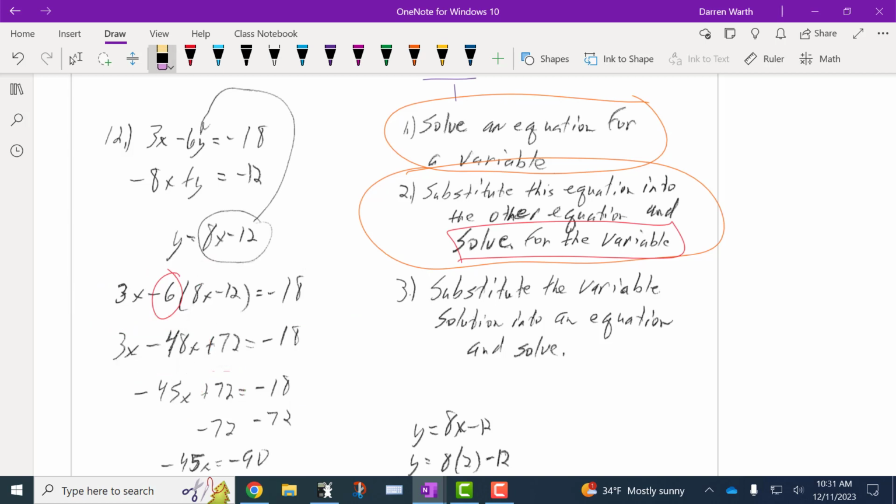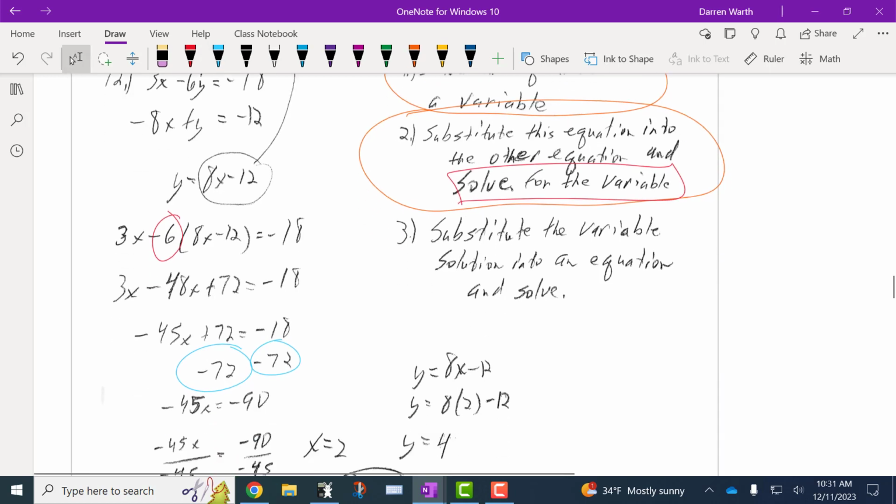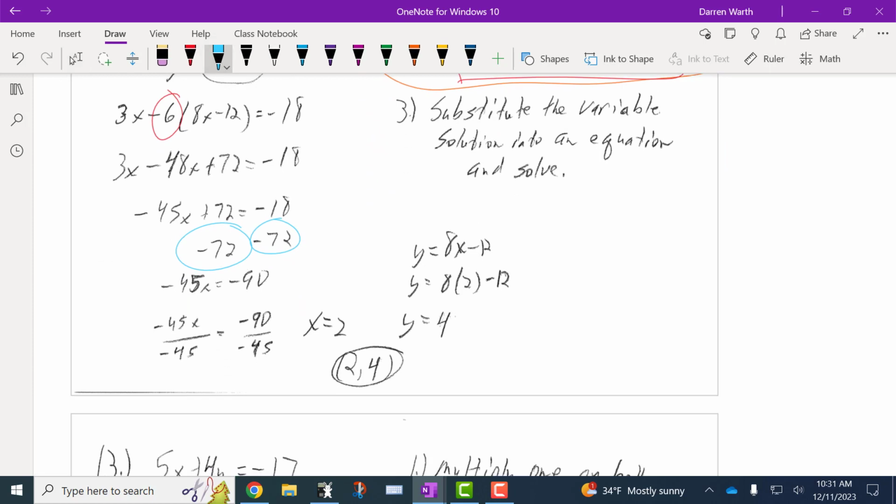Okay, now that I've gone ahead and done that, continue solving for it. I'm going to subtract 72 from both sides. And when I do that, I'm going to end up with this equation of negative 45x equals negative 90. I divide both sides by negative 45, and then I take negative 90 divided by negative 45, and the answer is going to be 2. So now I have the solution to my x variable, which is going to be 2.